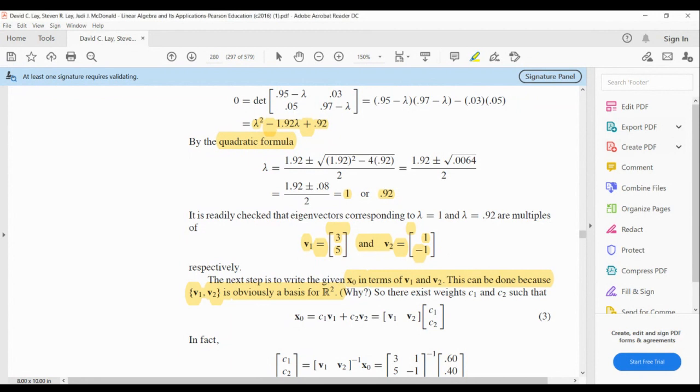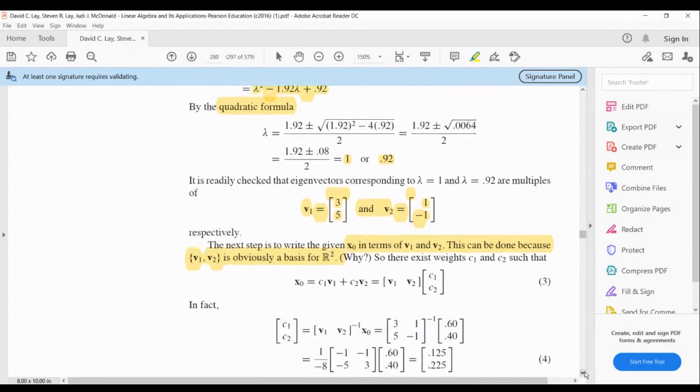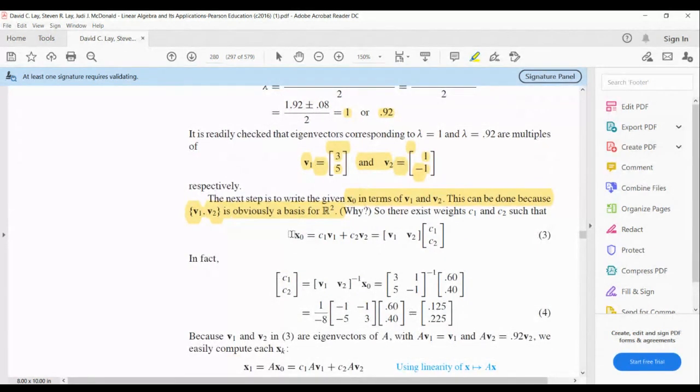So, all right, they proceed forward. So x sub 0, which is the 0.60, 0.40 vector, 60% of people living in the suburbs, 40% of people living in the city. They write that as C1 times V1 plus C2 times V2, which you can do because V1 and V2 form a basis for R2. And then you can solve for C1 and C2.